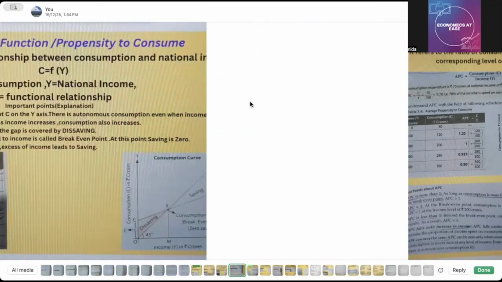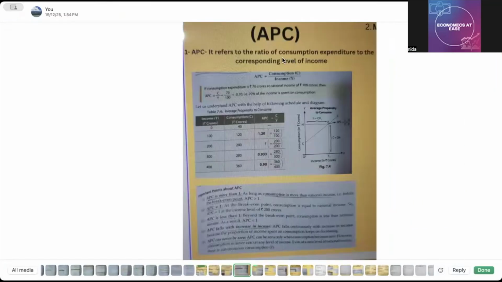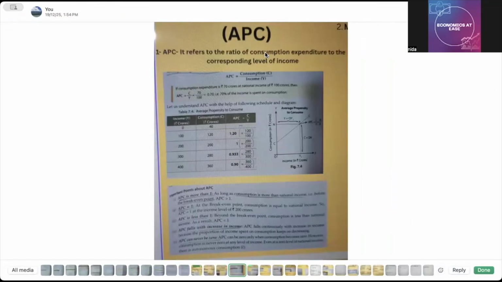Now here we were discussing propensity to consume. Propensity to consume is of two types, APC and MPC. APC means average propensity to consume, that is consumption upon income. Here we have the example also, and these are the important points of APC. You can go through that.